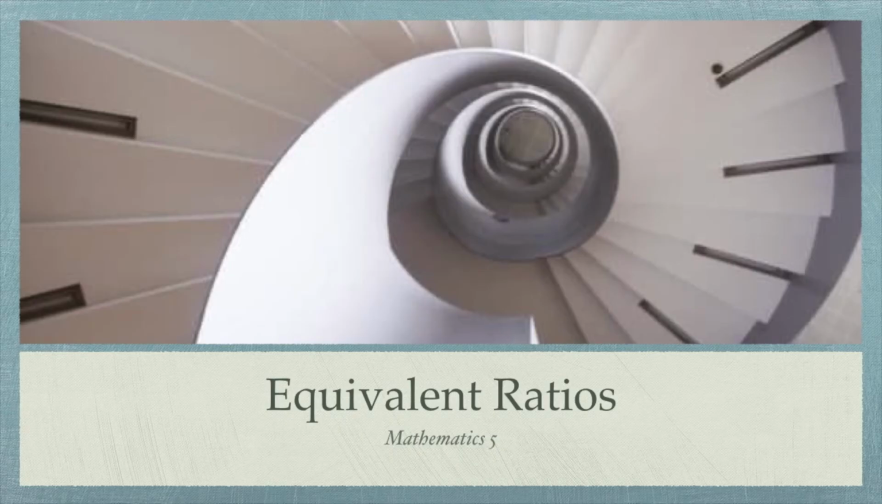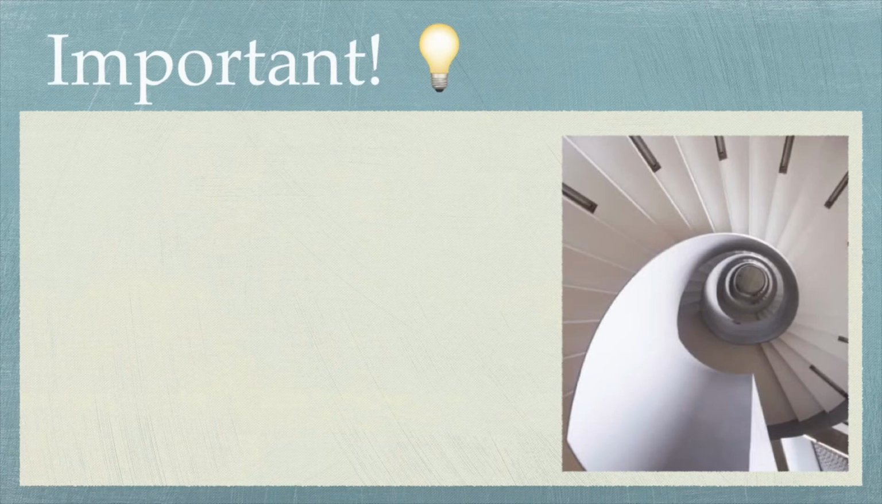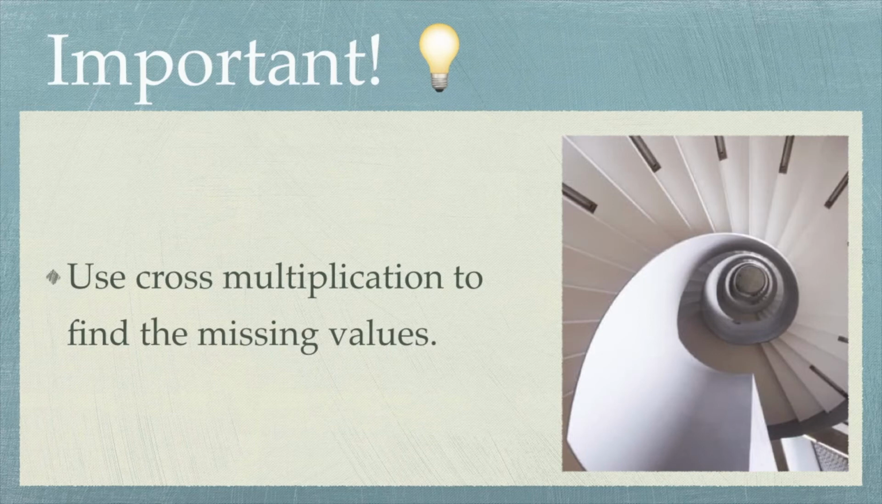Hi, grade 5. So this is a video about equivalent ratios. This is a continuation of the previous video about ratios. Before we proceed, remember this very important information: use cross multiplication to find the missing values. In order to solve equivalent ratios, you will need to use cross multiplication like what you did in fractions before. So let's look at 3 examples on how to find equivalent ratios.